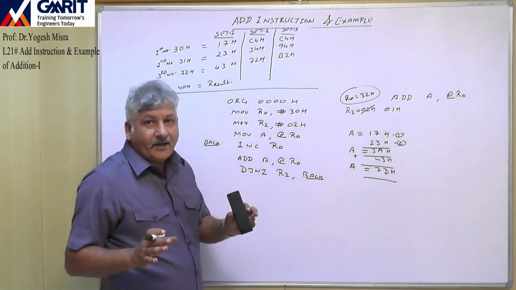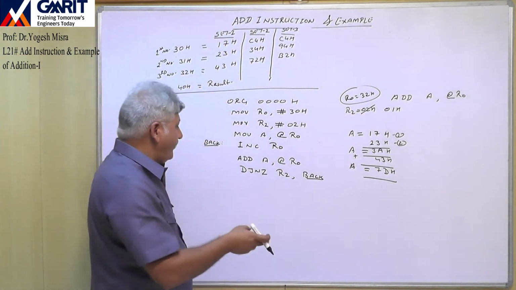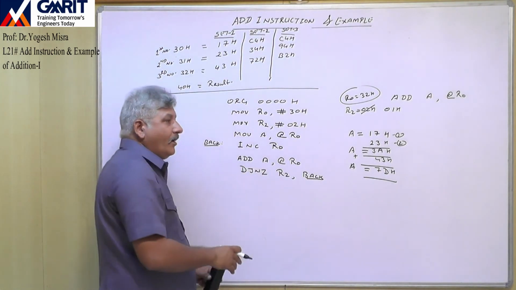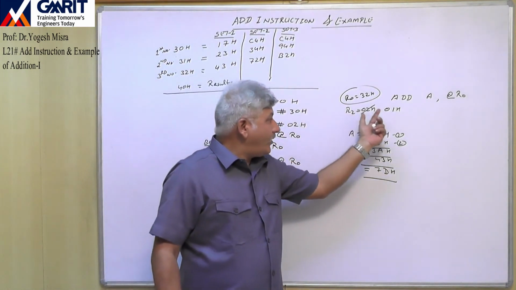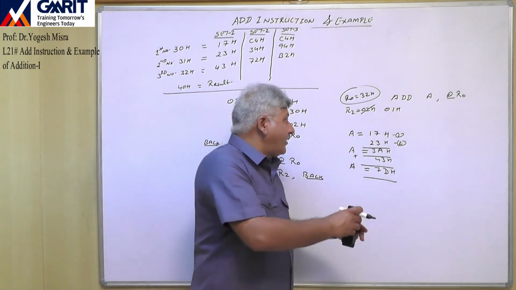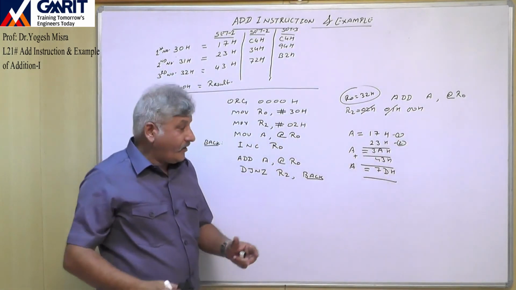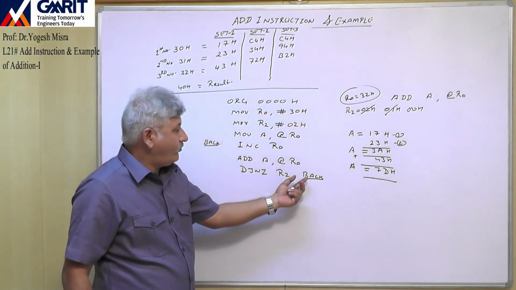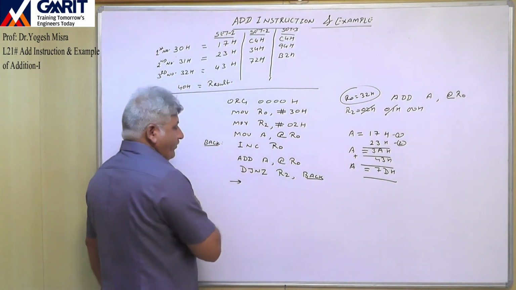So we have completed the addition. We will verify whether we have completed or not with the help of the next instruction. So this is DJNZ R2. Now the value of R2 will be decreased by 1. Previously R2 was 01H, it is decreased by 1, so it will become 00H. Now if it is 00H, then come out from the loop. So the program will come out from the loop and come here now.